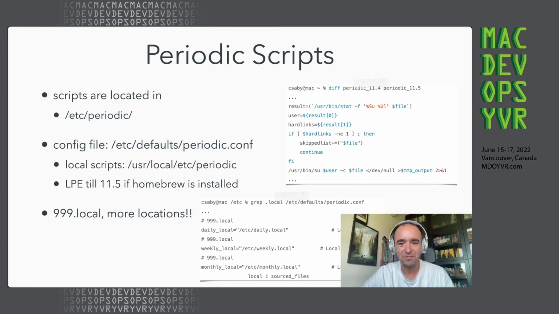If we still want to use this for weaponization, we have the 999.local script, which looks for scripts in more locations. So we can maybe create the /etc/daily.local script, and regardless of the owner, it will be executed as root. If in our exploit we can manage to drop a script file somewhere, this could be a nice place to do that.